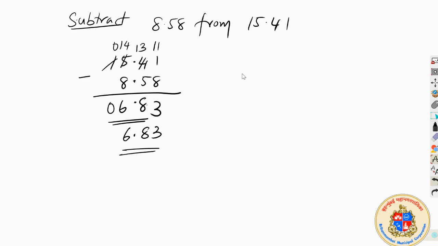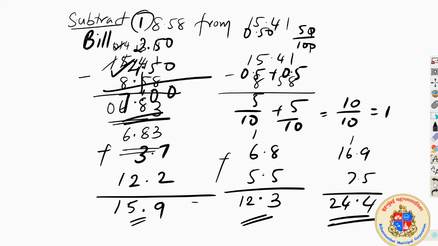Some of you may be subtracting without this kind of borrowing, which you have studied in class 4 with the new syllabus. The method is 15.41 subtract 8.58. We will not borrow, instead we will add here below in such a way that I will show you. 15.41 subtract 8.58. The second method of subtraction you studied, in which there is no borrowing.